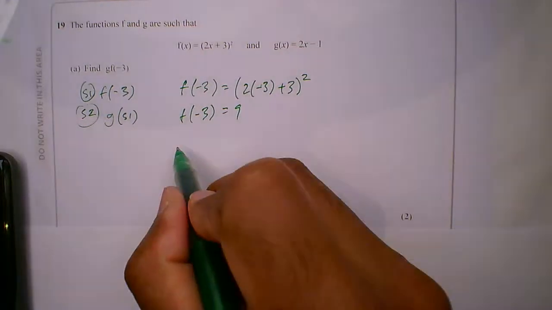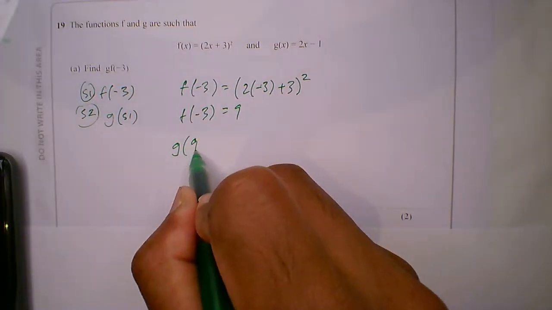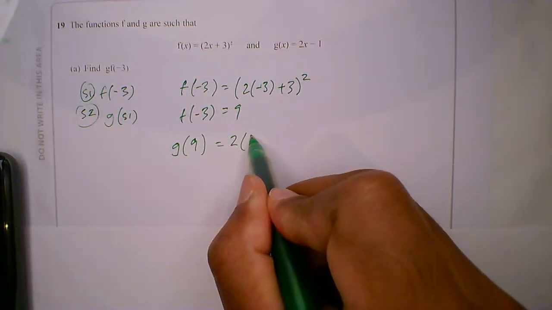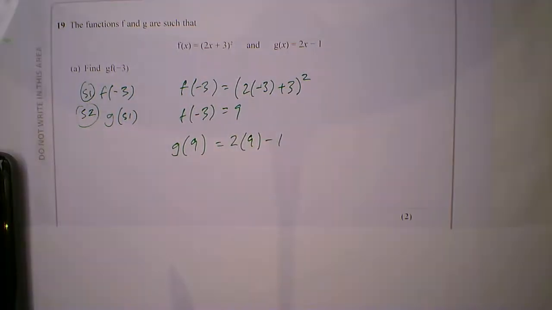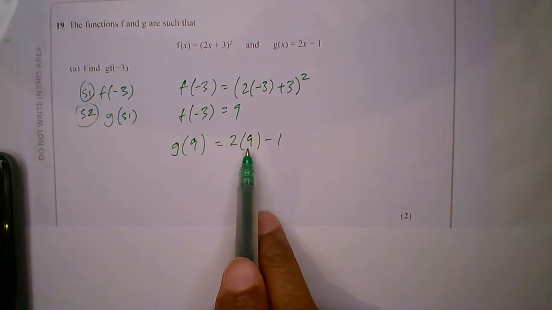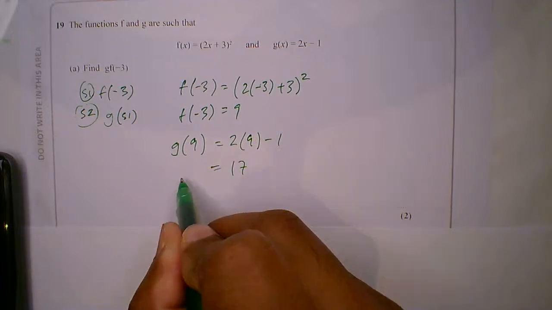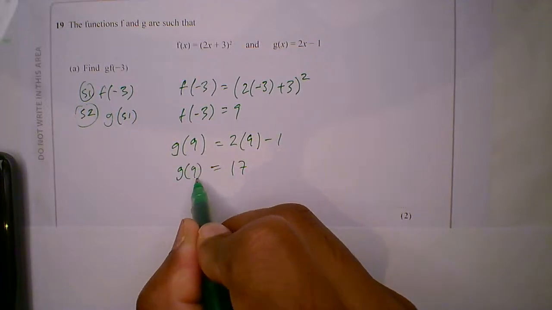And now step 2 is g of 9. So g of x is that, so it becomes 2 bracket 9 minus 1. And you can even do that in your head. 2 times 9 is 18, take away 1 is 17. So that's worth 2 marks.